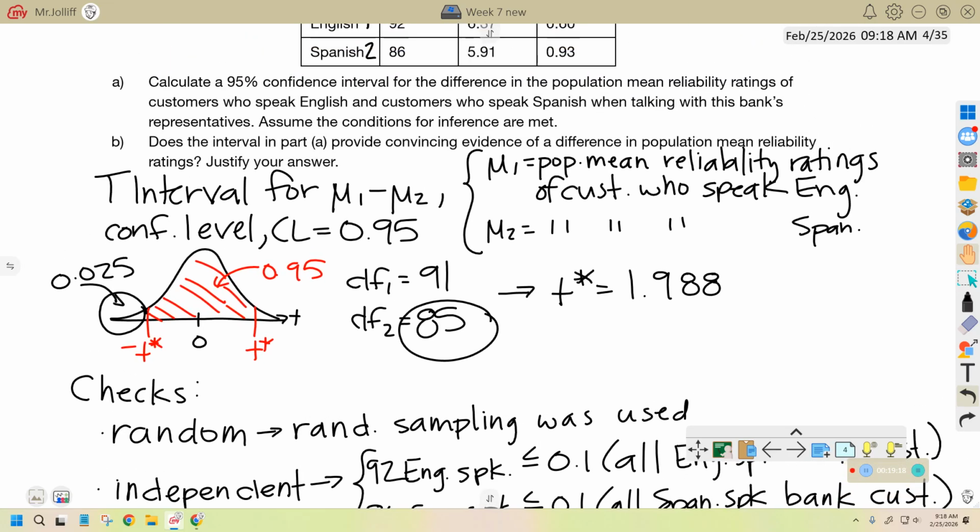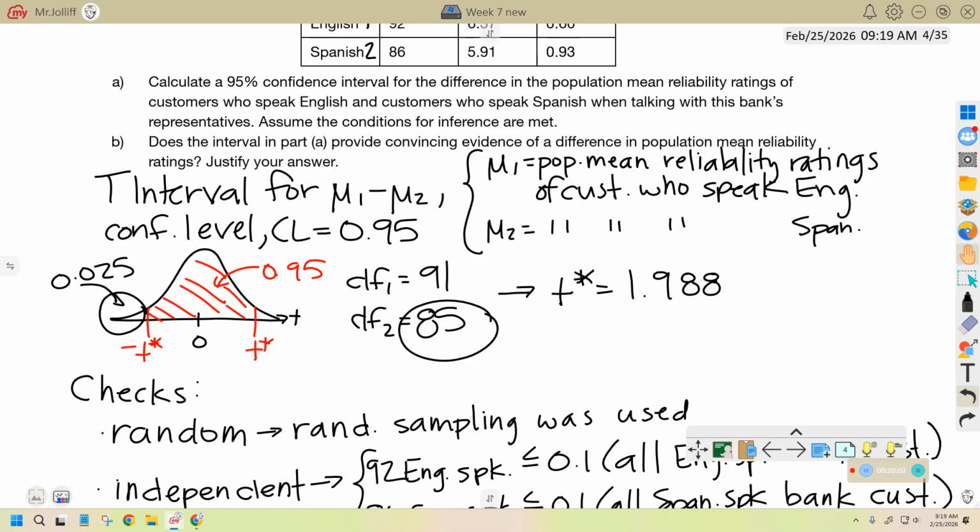Good. Part B really is a one-sentence thing where we're going to talk about the pieces that the AP board is looking for in that sentence. So it says, does the interval in part A provide convincing evidence of a difference in population mean reliability ratings? Justify your answer. So the first thing is yes, it supports a difference, or no, it does not. So I want some thumbs. Does our interval support a difference or not support a difference? Show me your thumbs in 3, 2, 1. Yes or no?